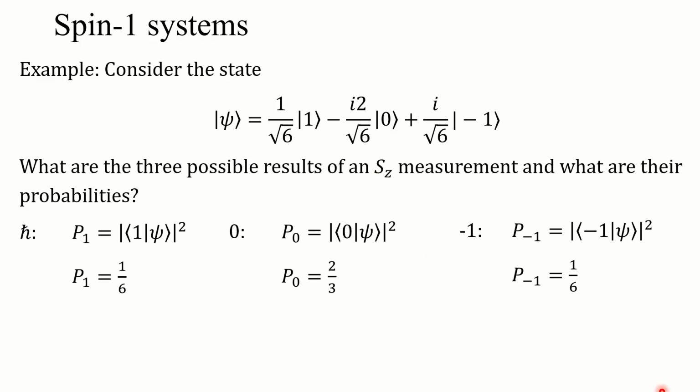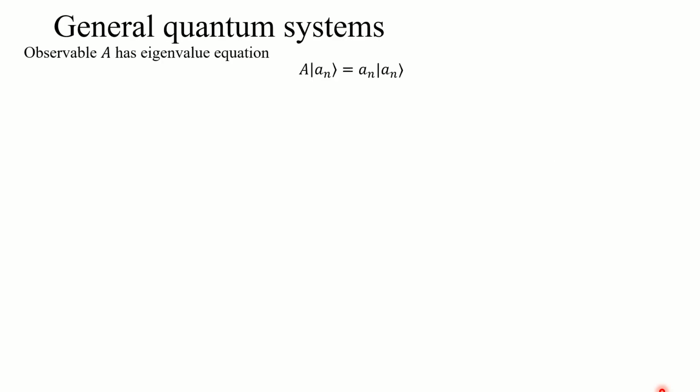So for spin 1 systems, we went through what the basis kets are for the different S sub z, S sub x, S sub y bases and operators, and we can do all the things we did with the spin 1/2 system. This maps to just general quantum systems. Let's say you have some n-dimensional system with some observable A. That observable A is going to have an eigenvalue equation like this, where A acts on the nth eigenket and gives the nth eigenvalue times that eigenket.